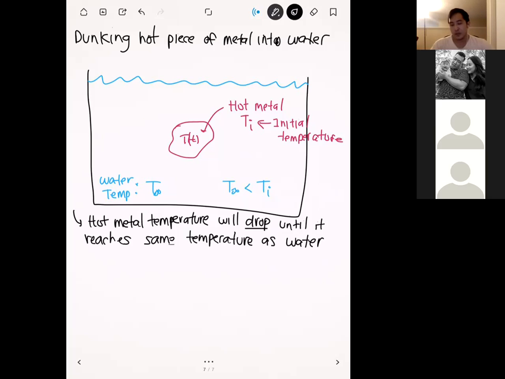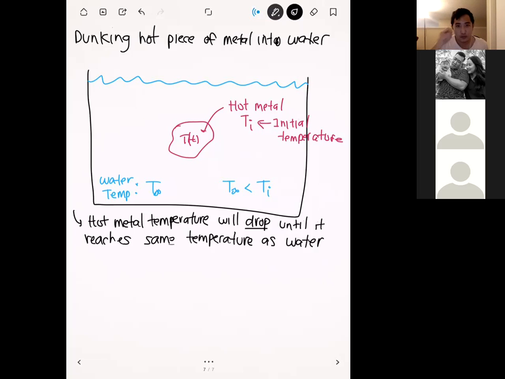Okay. So that's generally what you expect to happen when you put something hot into something cold, right? Especially when we assume that this water bath is fairly large, so the temperature of the water doesn't change that much, but the metal temperature is going to change fairly rapidly. Generally, the mathematics should support this conclusion. Any questions on this situation so far?